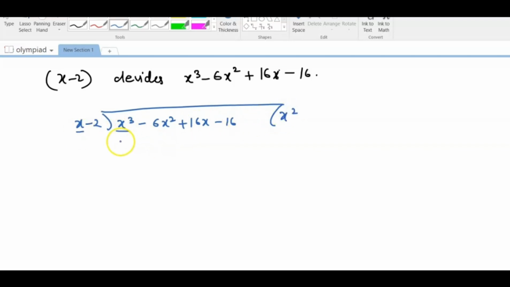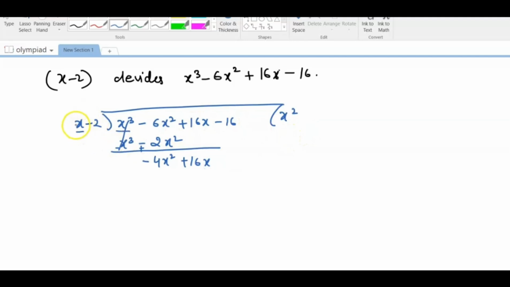It is x square, x cube, and then we'll multiply with this minus 2. So we'll get minus 2x square. Now we will subtract this. So the sign changes and we'll get minus 4x square plus 16x. And we'll repeat the process.